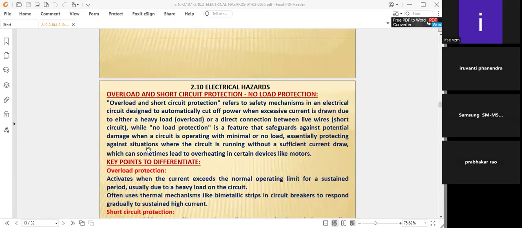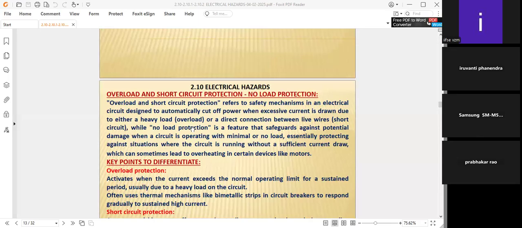Before going to this, overload, short circuit protection, and no load protection are very important. Overload and short circuit protection refers to a safety mechanism in an electrical circuit design that automatically cuts off power when excessive current is drawn, due to either a heavy load or overload, or a direct connection between the live wires, which is the short circuit. So overload is one part, where high voltage is suddenly received. That has to be taken care of.